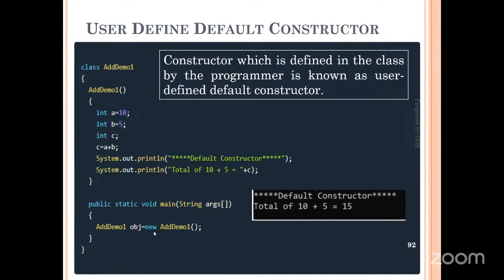Now this is a very important point. Constructor is also a method, but the property is no need to call it explicitly. Whenever you are creating the object for that particular class, see, we are creating the object for the add demo one class, automatically the constructor will be activated. No need to call that constructor explicitly like functions. See the code?